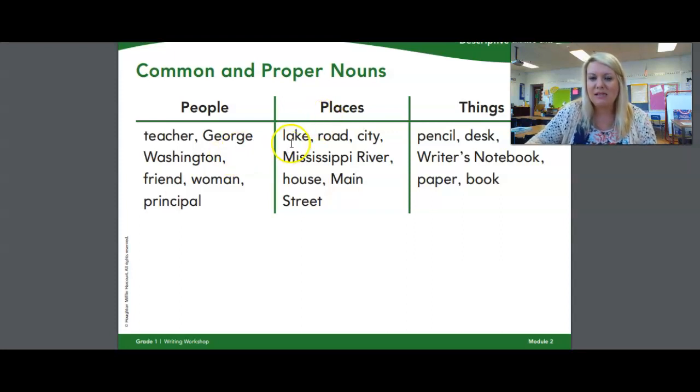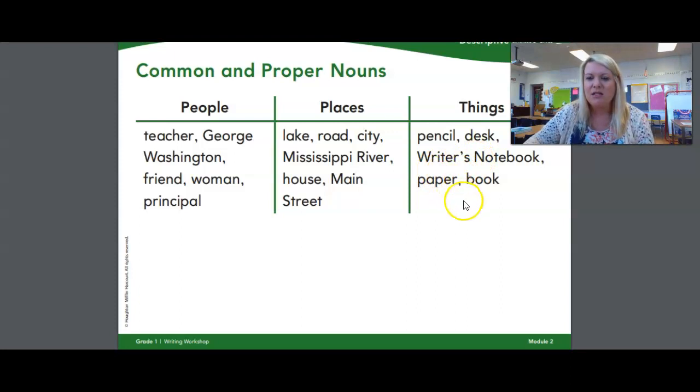Same thing with places. Lake, road, city, Mississippi River, house, Main Street. The differences between these nouns for places are common and proper. My common nouns don't have capitalized letters at the very beginning. So lake, road, city, and house. But the proper nouns would be Mississippi River and Main Street. I'm naming a specific place. Same thing with things. Pencil, desk, writer's notebook, paper, book. So the common nouns are the ones with the lowercase letters, and the proper nouns have capitalized letters at the very beginning. So this is a specific writer's notebook.